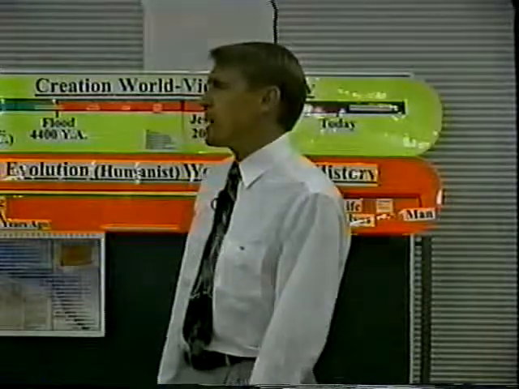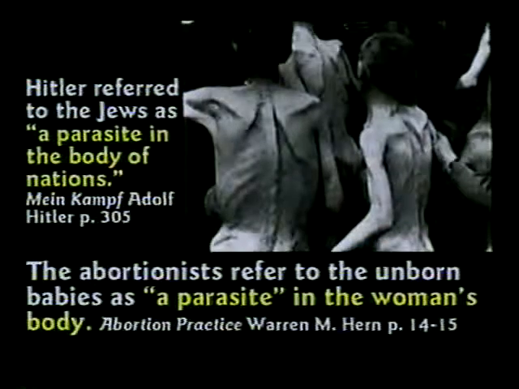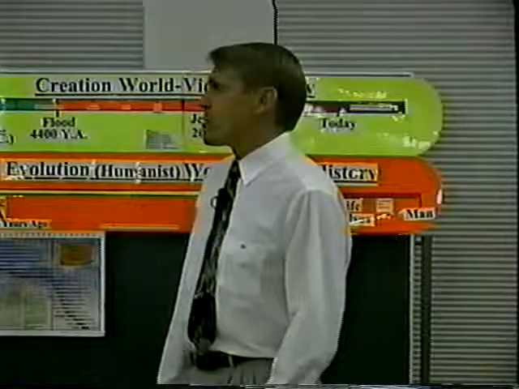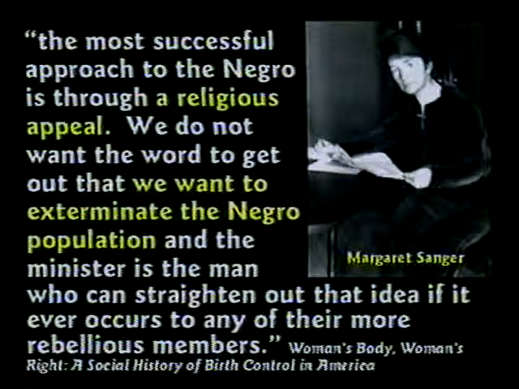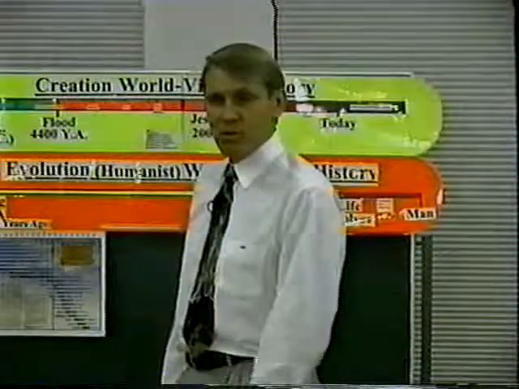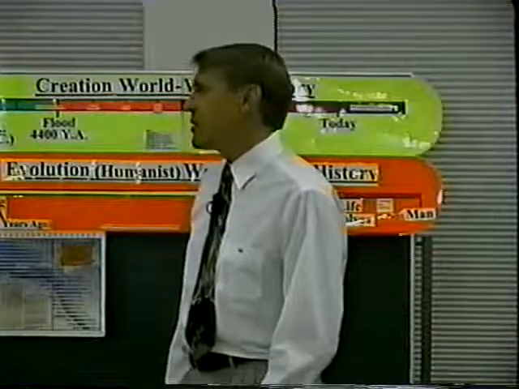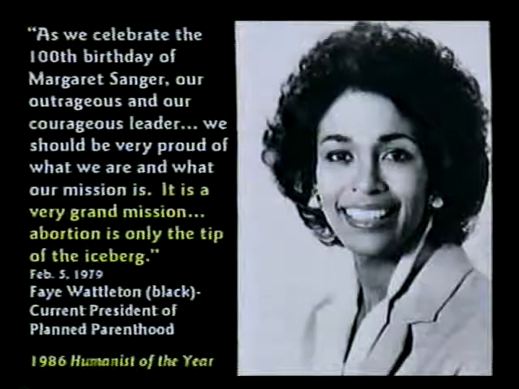Hitler referred to the Jews as a parasite in the body of nations. You read the literature today from the pro-choice crowd, and they refer to the woman's unborn baby as a parasite in the woman's body. Interesting rhetoric, huh? One of their goals was to exterminate the Negro population. But she said in a letter, we don't want the word to get out that we want to exterminate the Negro population. We don't want them to find out about this. But that's one of their goals, was racism. Today they have a Negro president. She got the Humanist of the Year award in 1986, Faye Wattleton.